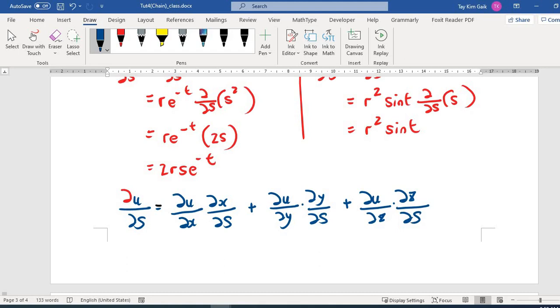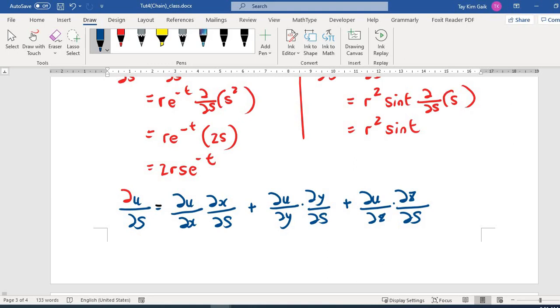U can be differentiated with respect to X, Y, and Z. X can actually be differentiated with respect to S, R, and T, but the question just wants del U, del S, so you just need to find one of them. If you want del U, del T, then del X, del S here changes to del X, del T. It means all the S here, del Y, del S becomes del Y, del T, and del Z, del S becomes del Z, del T. If you want del U, del R, the S changes to R.